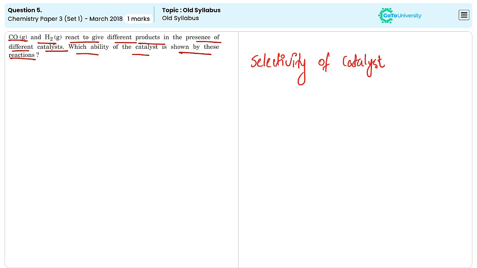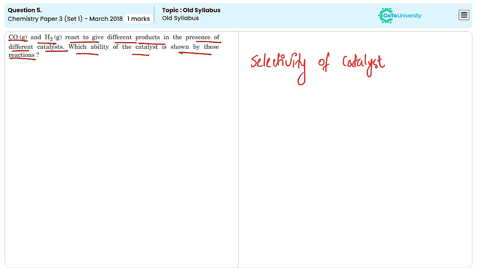A selective catalyst controls which bonds break and form during a chemical reaction, steering the process to yield the preferred product. The same catalyst can show different selectivities depending on the reactant and reaction conditions such as temperature and pressure.